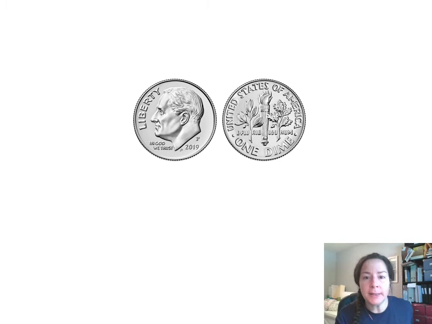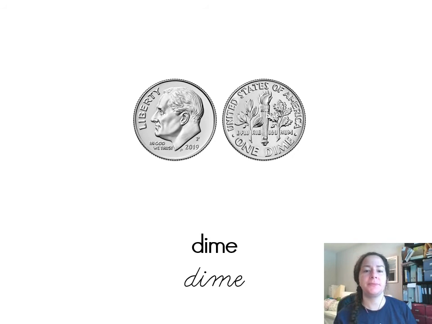And then on one side is an olive branch. And the olive branch is used to show peace. And on the other side, it has an oak branch. Oak is a type of tree as well. And it's a strong tree, and it can grow on its own. And so it shows strength and independence. The dime is worth 10 pennies.